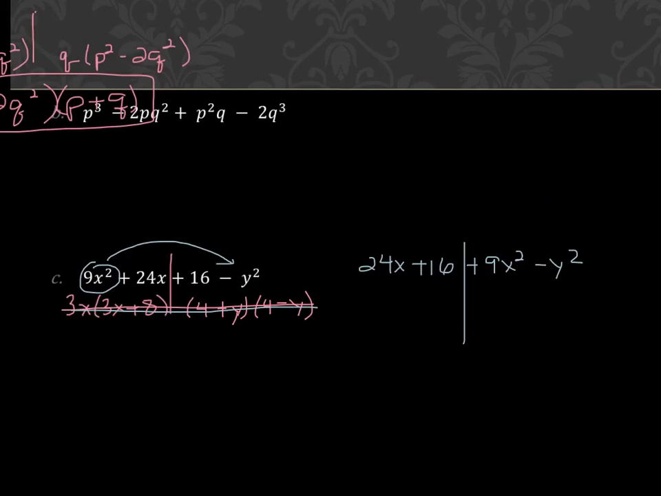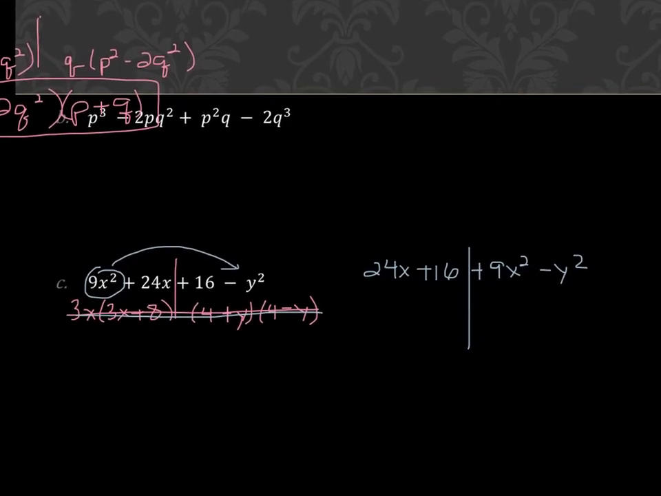So I can pull out an 8, leaving me with 3x plus 2. And then my perfect squares would factor to 3x plus y times 3x minus y, which still has nothing in common. So this cannot be factored, making it a prime polynomial.